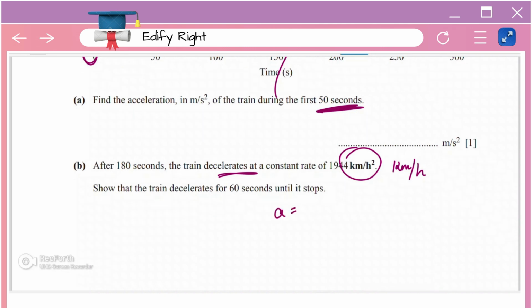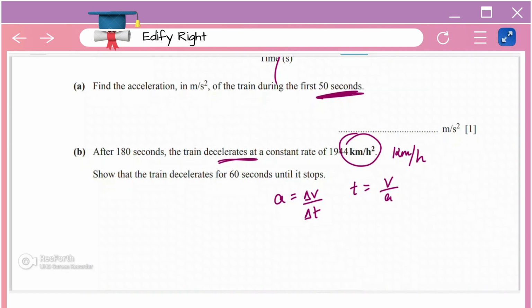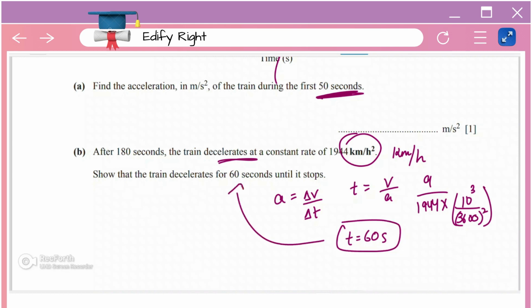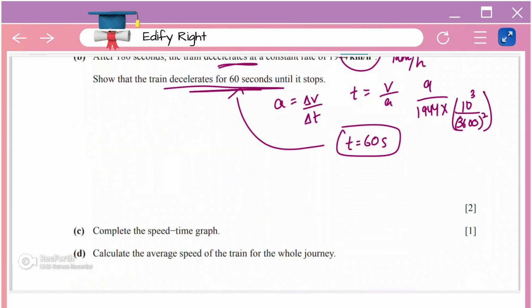So we have A, acceleration, equals change in velocity by change in time. So T equals V by A. We can write it this way. Here V, the velocity, is 9 meters per second divided by, what is the acceleration here? That is 1944 into, I'm going to convert this into meters per second, so that's simply 10 cube upon 3600 square. And when we do the calculations, we get T equals 60 seconds. This is exactly what they're asking us to show.